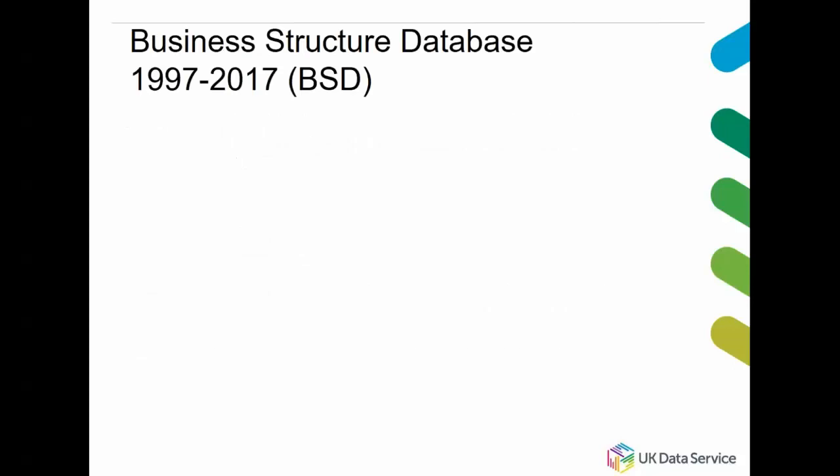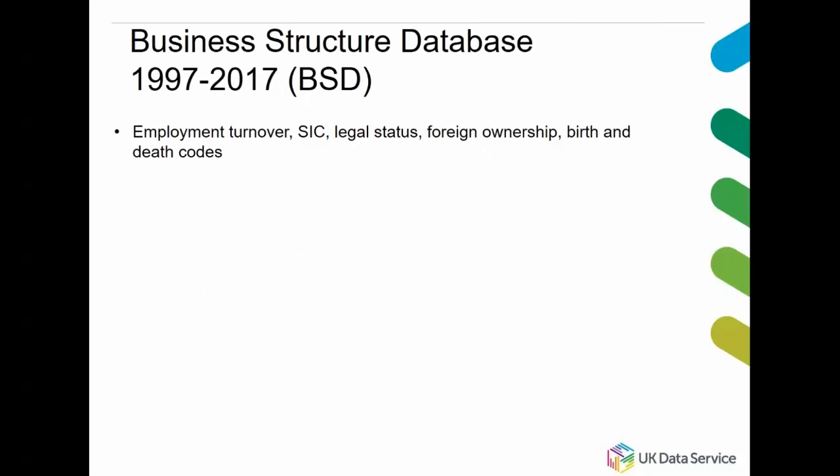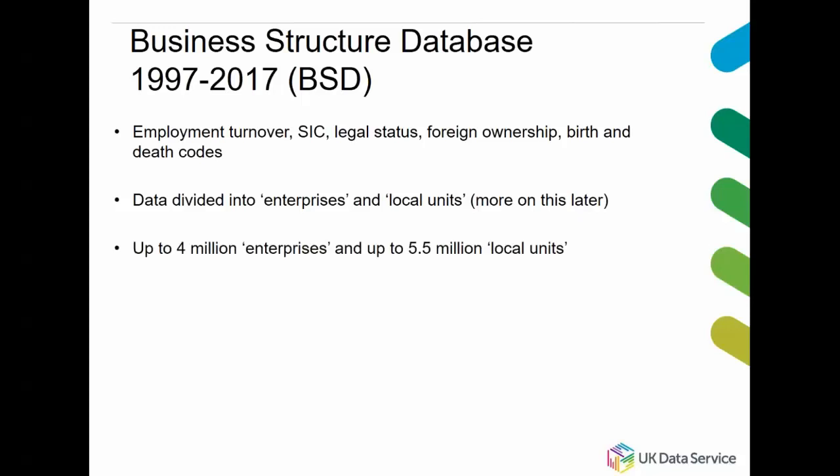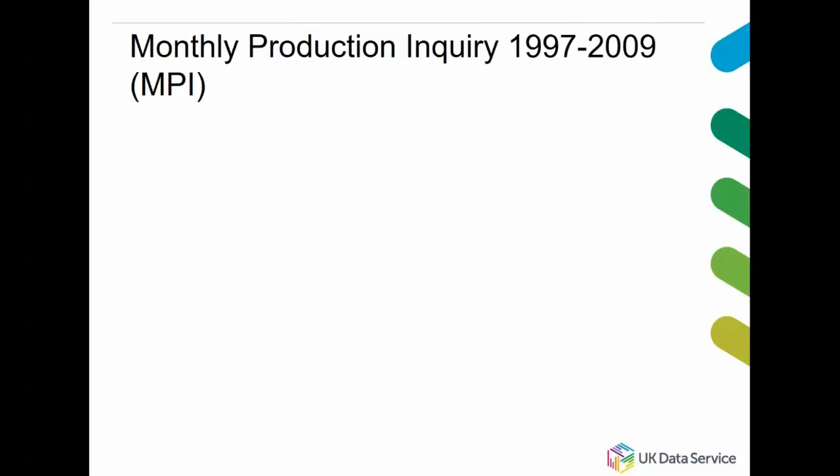Okay, let's have a look at the business structure database, another widely used data set that we hold. This covers employment, turnover, standard industrial classification codes, foreign ownership, legal status, birth, death codes, that kind of stuff. And the data is divided into enterprises and local units, which, as I said, we will cover in greater detail later on. It covers up to 4 million enterprises and up to 5.5 million local units. The geography is quite wide-ranging, all the way from government office regions down to postcode.